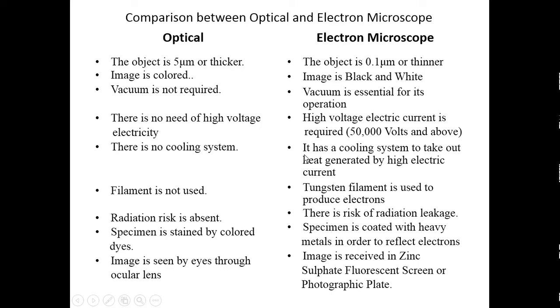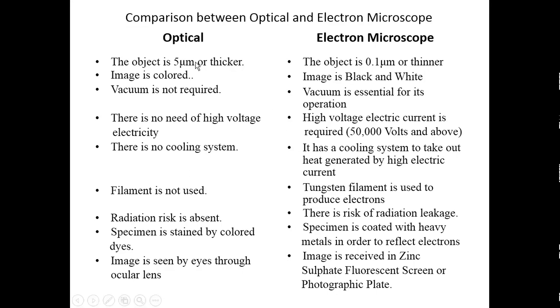Okay. So there is no cooling system for optical microscope. Here there is a cooling system. Why? Because we are directing an electron beam upon the surface of the sample. So naturally, due to the collision of this high energy electron, there will be heat produced, isn't it? So a cooling system must always be there, provided in order to dissipate the heat generated by the high electric current, isn't it?